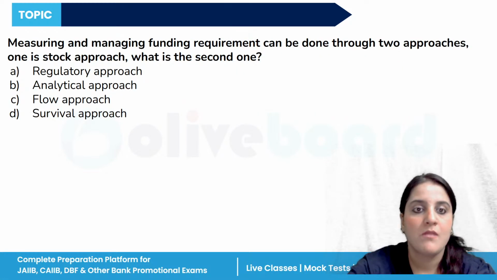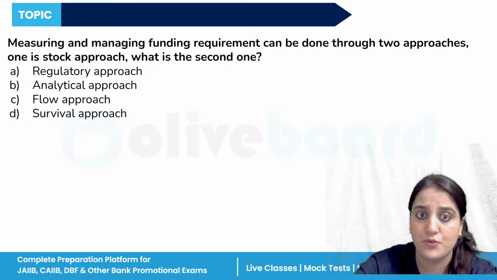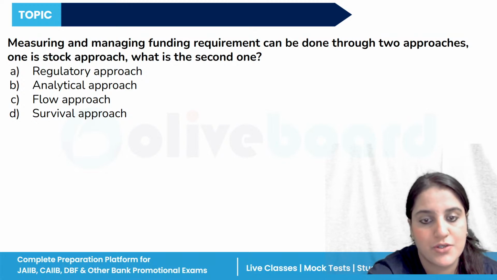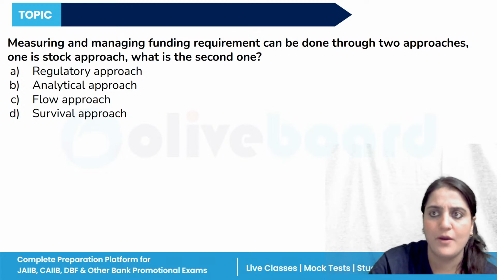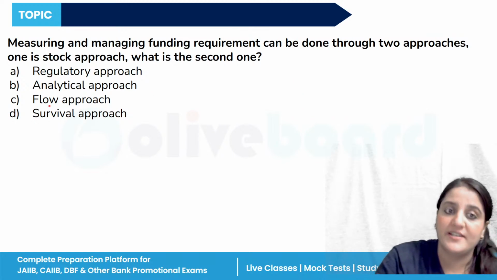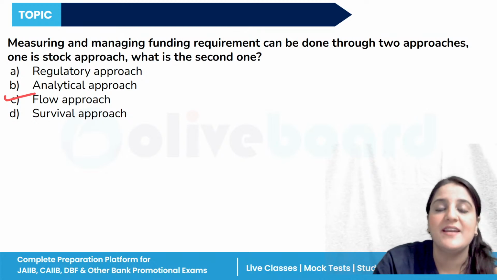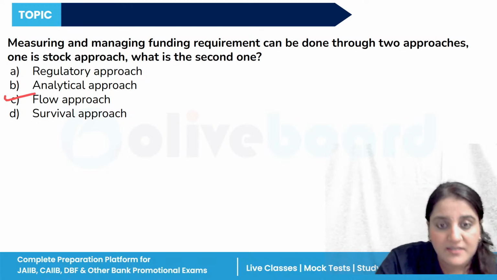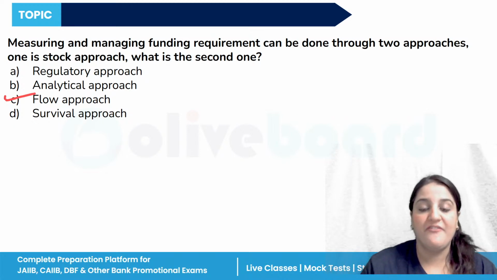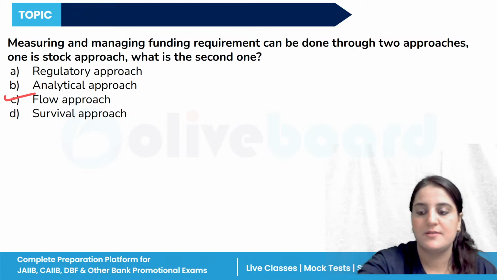Measuring and managing the funding requirement can be done through two approaches. One is the stock approach and the second one is the flow approach. I have told you this many times. The flow approach, in contrast, emphasizes the changes in funding requirements over time. It analyzes the inflows and outflows of funds and considers how funding needs may evolve based on factors such as cash flow projections, loan disbursements and payment schedules.